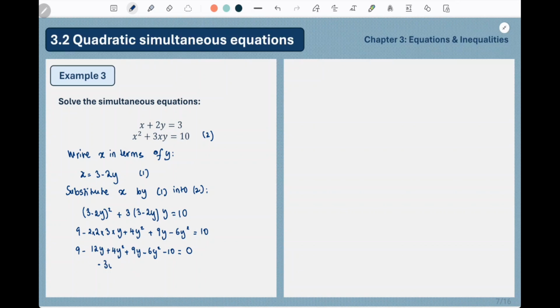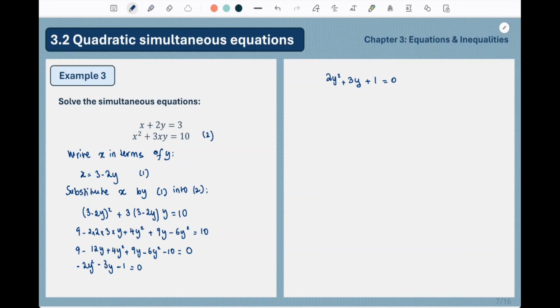And then for y squared, we have 4y squared minus 6y squared, so that's minus 2y squared. And then we have 9 minus 10, which is minus 1. I don't like the minuses a lot, so I'm going to multiply both sides by minus 1, so we only have pluses. So I'm going to have 2y squared plus 3y plus 1 equal to 0. So now it's a normal quadratic equation which we can solve either using the quadratic formula or factorization.